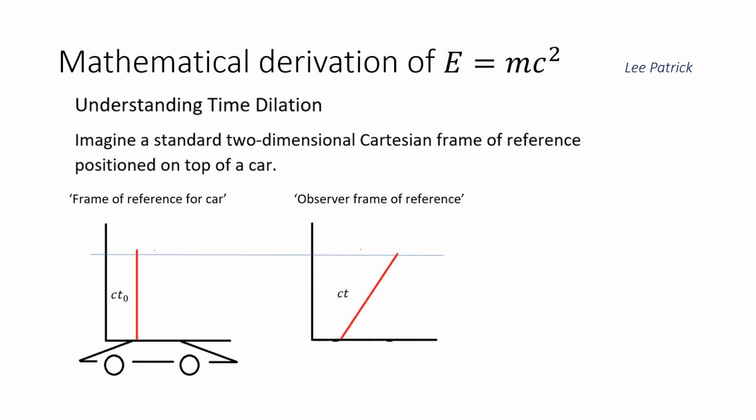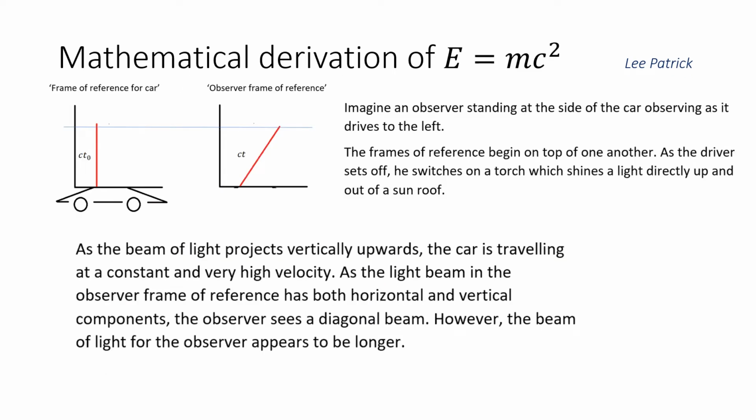This video offers a mathematical derivation of E equals mc squared. Understanding time dilation. Imagine a standard two-dimensional Cartesian frame of reference positioned on top of a car. Imagine an observer standing at the side of the car, observing it as it drives to the left. The frames of reference begin on top of one another.